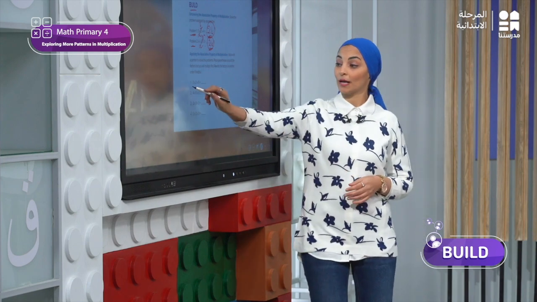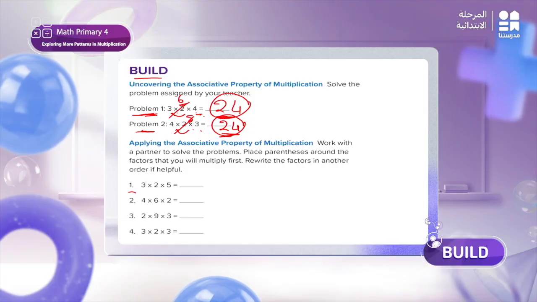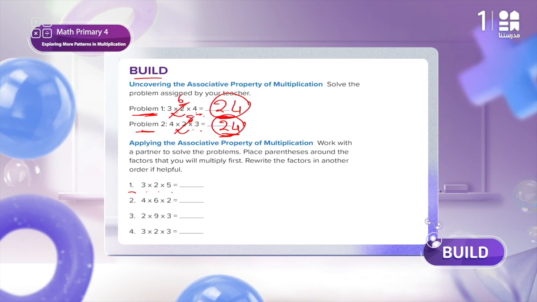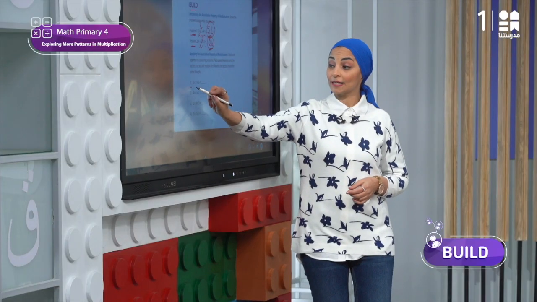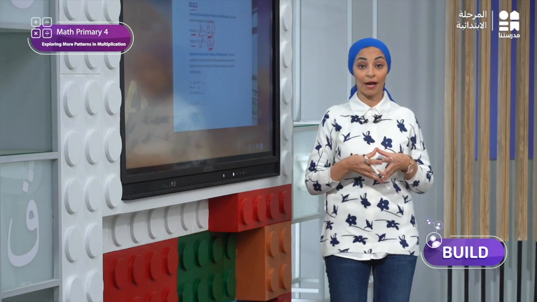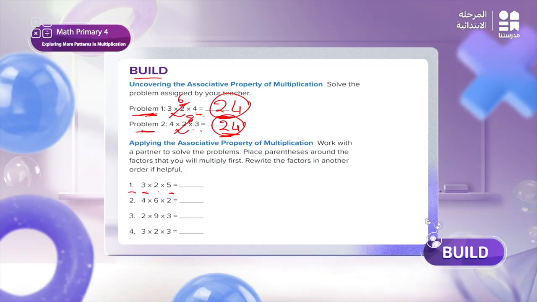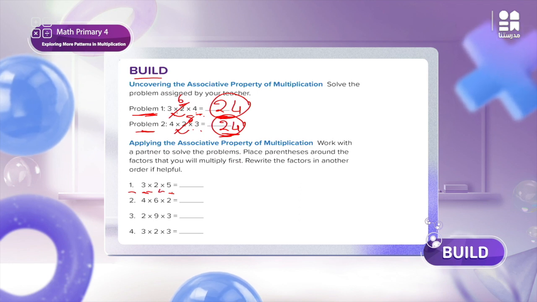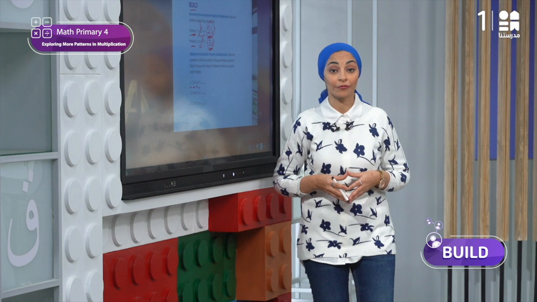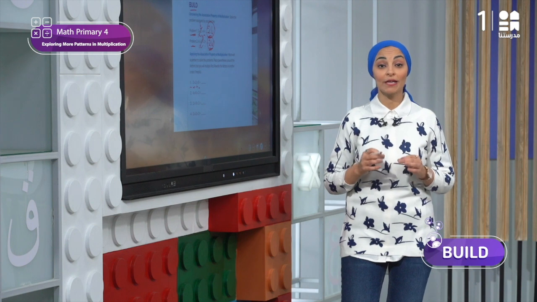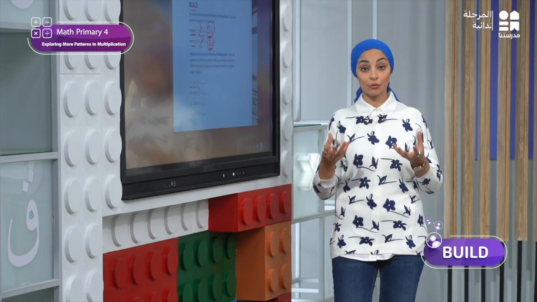In problem number 1, as you see here, the digits are written as follows: 3 times 2 times 5. Is it easier for us to multiply 5 times 3 to get 15 and then multiply 15 times 2, or to multiply 2 times 3 to get 6 and then multiply 6 by 5? Which is easier for me? Of course, the easiest way is to multiply 2 times 3 first.